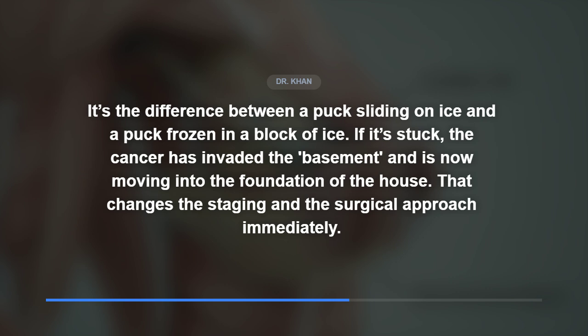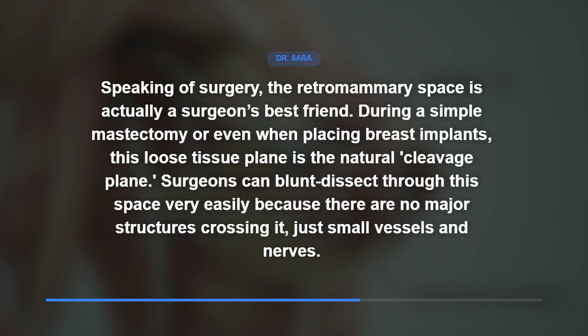If it's stuck, the cancer has invaded the basement and is now moving into the foundation of the house. That changes the staging and the surgical approach immediately.